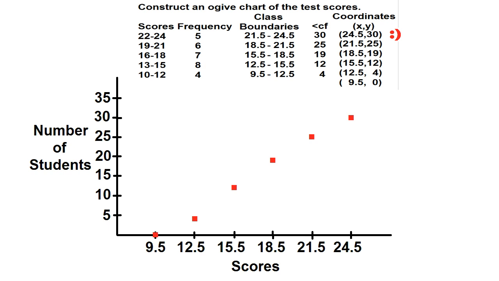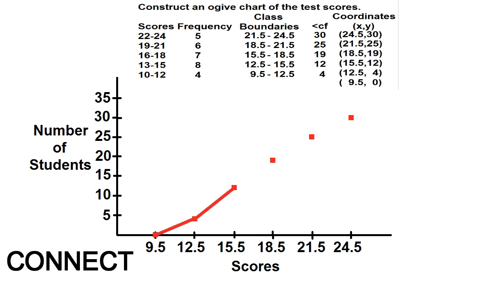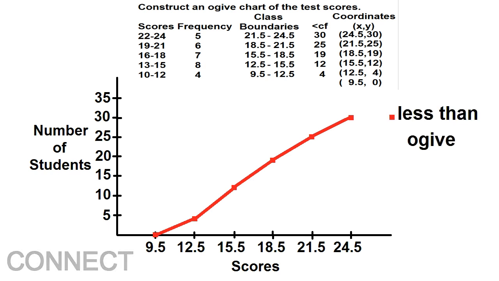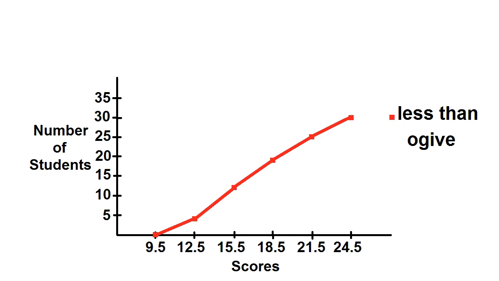Draw, plot, then connect. Connect the points from 9.5 to 12.5 to 15.5 to 18.5 to 21.5 and finally to 24.5. Now this is our less than ogive. An ogive is a graph that shows how many data values lie above or below a particular value in a data set.